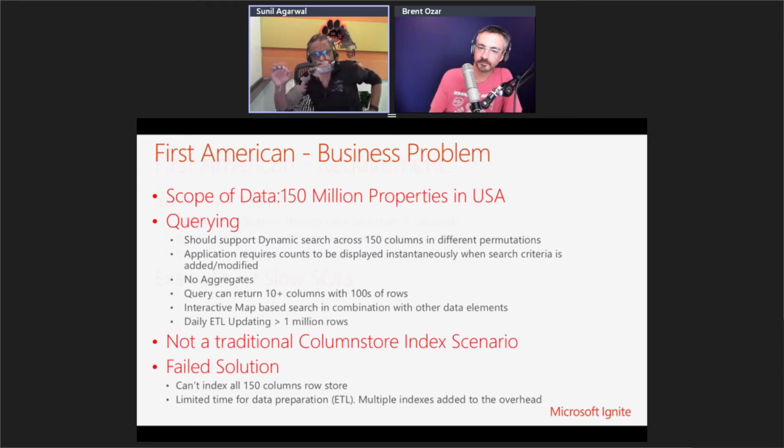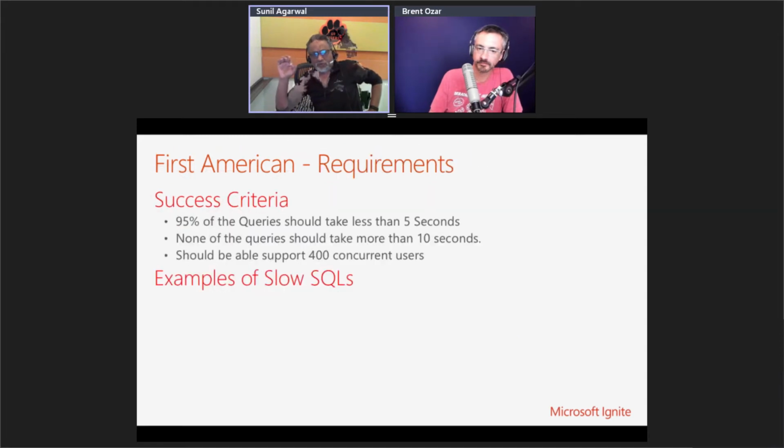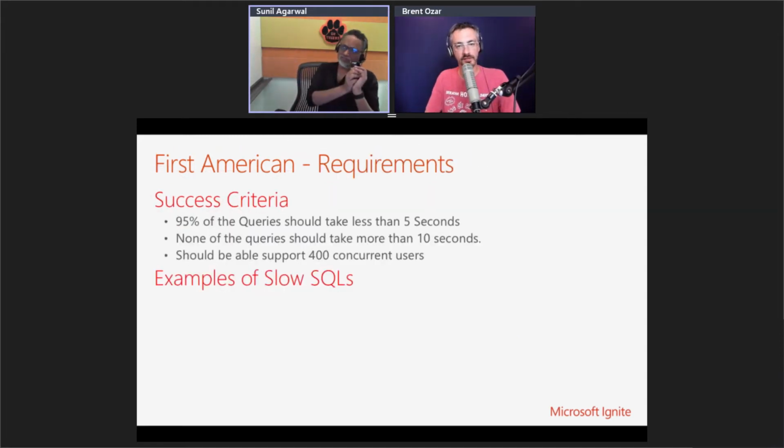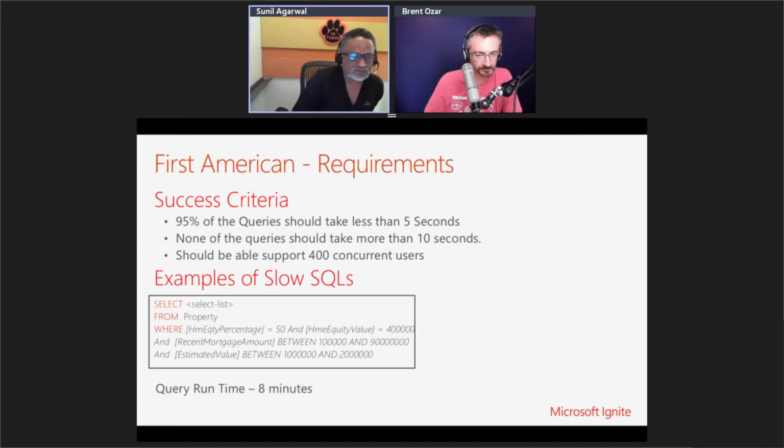Their success criteria was that 95% of queries should take less than 5 seconds, which makes sense, right? I mean, you are searching for a property. If it is going to take you 20 minutes to get back what it is, you forget about it, right? So, okay. No query should take more than 10 seconds, and they should support up to 400 concurrent users, at least for now.